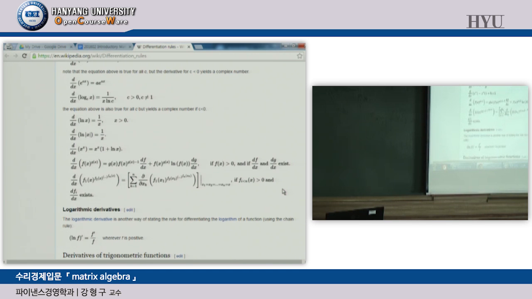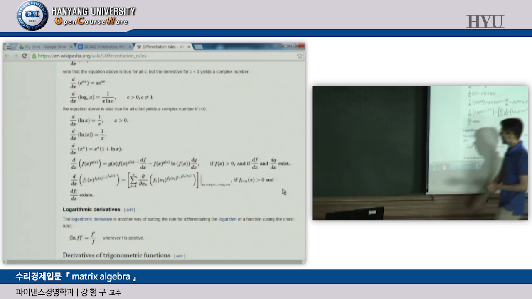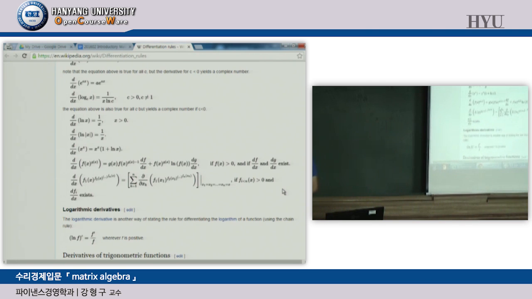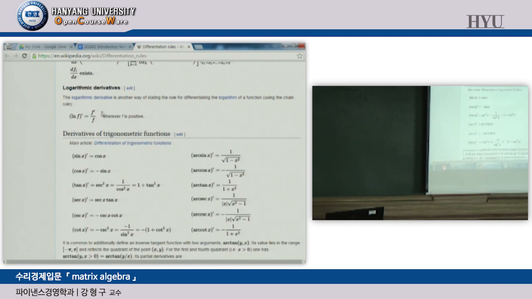Of course, you can prove this one iteratively. And logarithmic derivatives, we learned this one: ln f(x). You know this one.